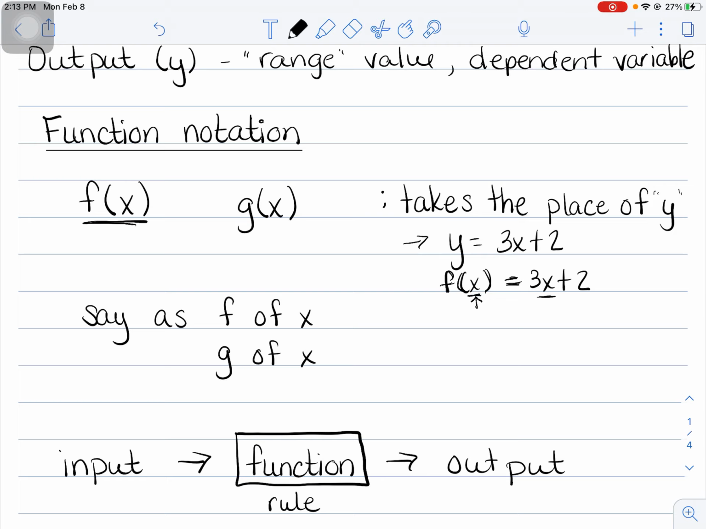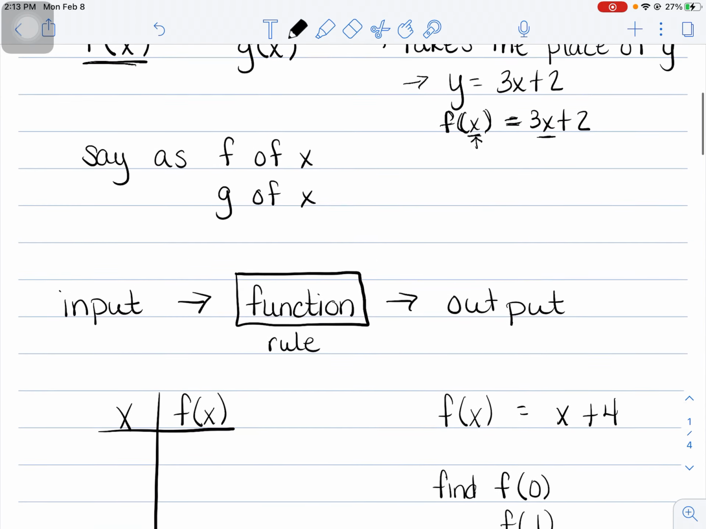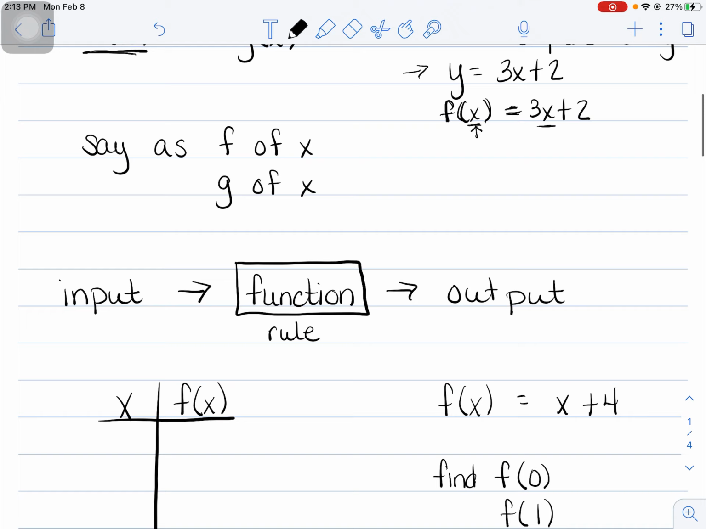So if this was a here, there would have to be a over here beside the 3 to know where to put it. Okay, so remember input is just like a function little machine. Whatever I input then gets manipulated by the machine, whatever the rule is, and boop, boop, boop, and out pops the output. And it's got to follow that rule.